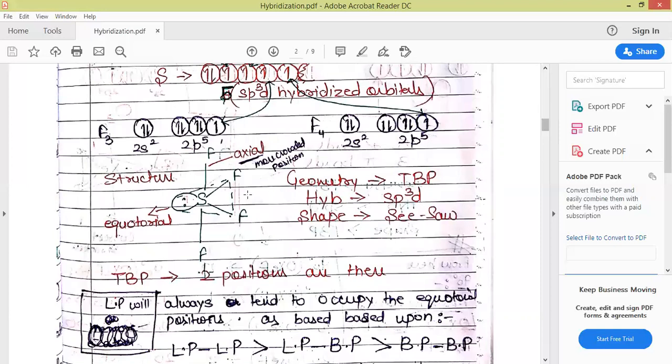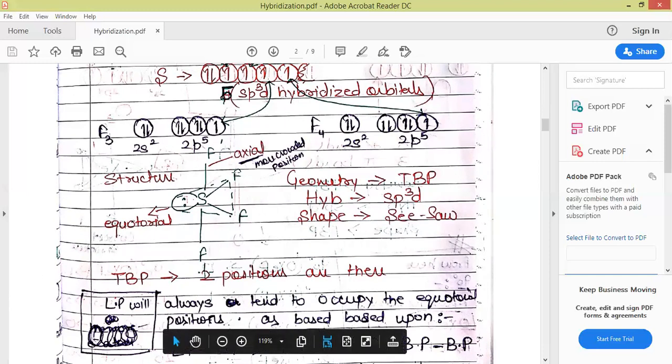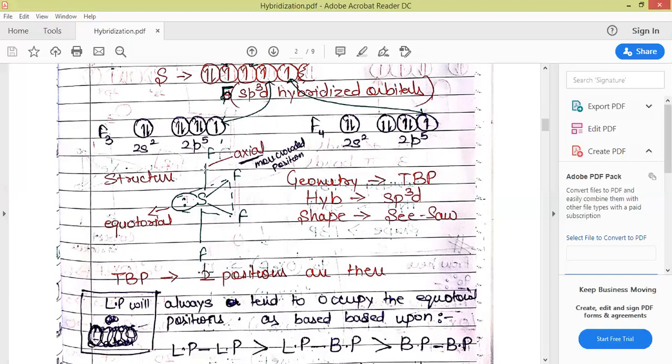So what we're going to get is trigonal bipyramidal geometry with 1 lone pair. Now, in case of trigonal bipyramidal geometry, 2 positions are there. One is the equatorial position and the other is the axial position. The positions which are present above and below the plane of the molecule are the axial positions, and these 3 positions are referred to as equatorial positions.